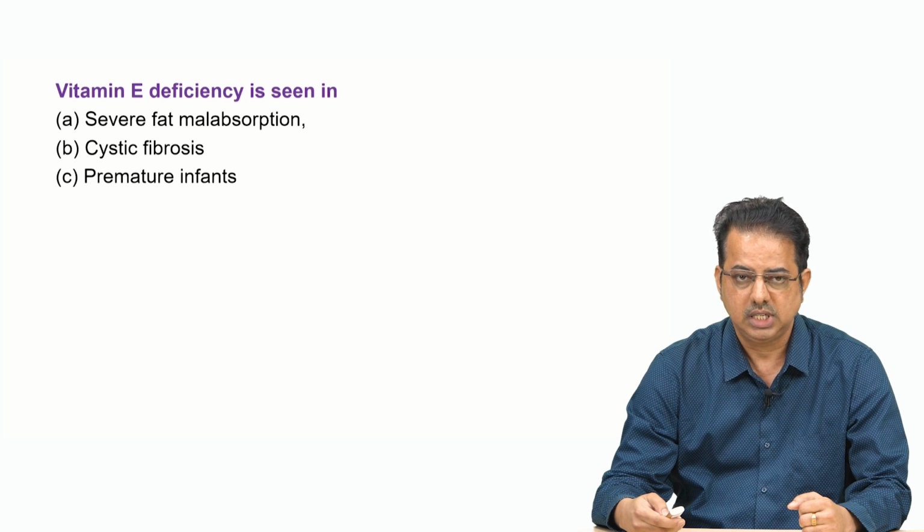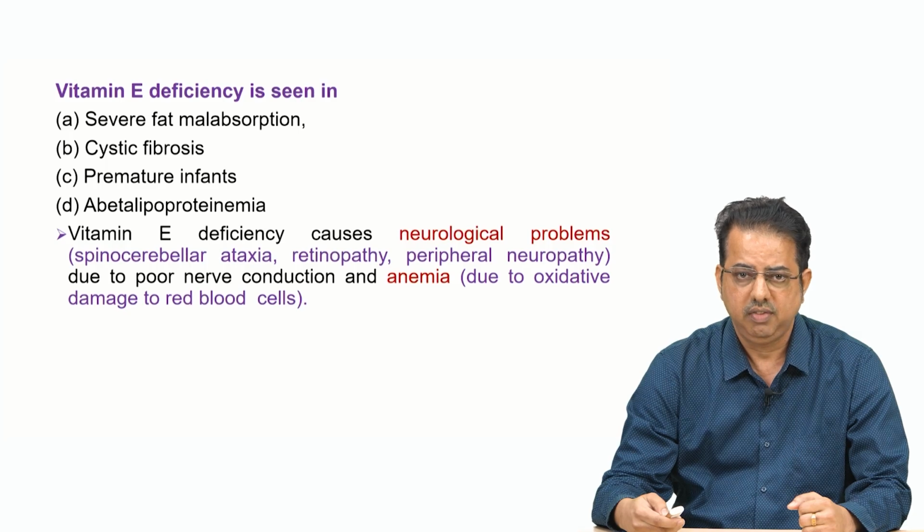Thirdly, vitamin E deficiency also can be found in premature infants, and finally, it can be found in a condition called abetalipoproteinemia, which involves defective chylomicron synthesis. Vitamin E deficiency causes neurological problems such as spinocerebellar ataxia, retinopathy, peripheral neuropathy due to poor nerve conduction, and also can cause anemia due to oxidative damage to the red blood cells.